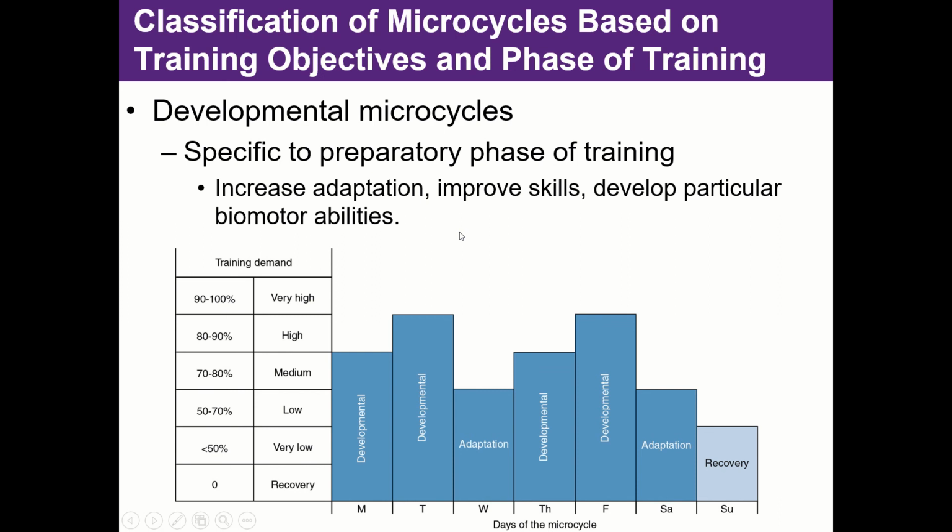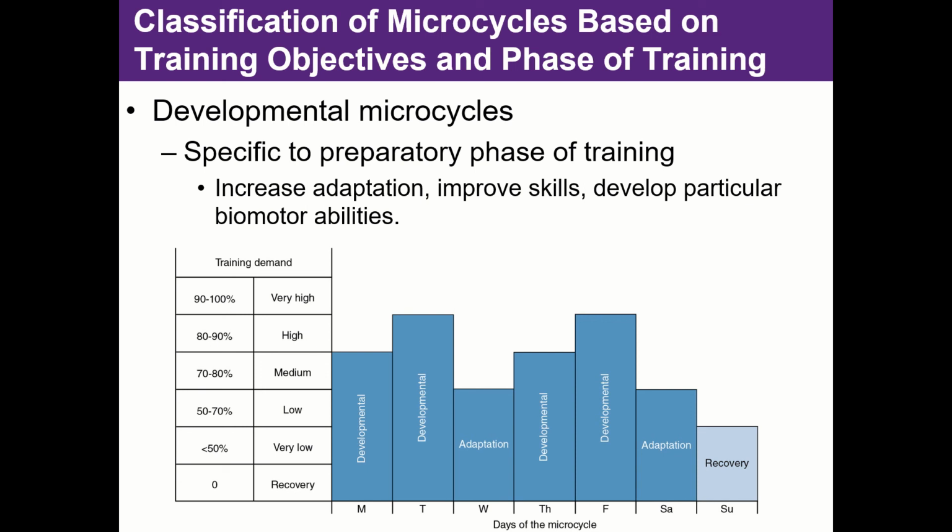All right, so we talked about this stuff actually on the opening slide. So here's the different types of microcycles. So remember, the developmental one is one that we're going to see in the preparatory phase. So the idea there, as you can see, is to increase adaptations. So again, those biomotor abilities. So we're trying to increase muscular size, strength, power, etc. Trying to improve their technical abilities, so improve their skills, and then develop particular biomotor abilities.